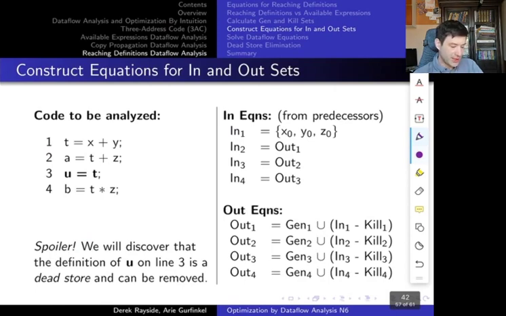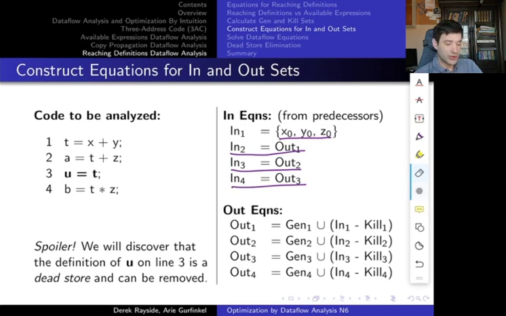Okay, so we start building our equations. So let's see. in1 is just given. It's x0, y0, z0. And then in2 is out1, in3 is out2, in4 is out3, right? This is because we don't have predecessors. So we don't actually see the disjunction, the union. We're going to see this on Friday.